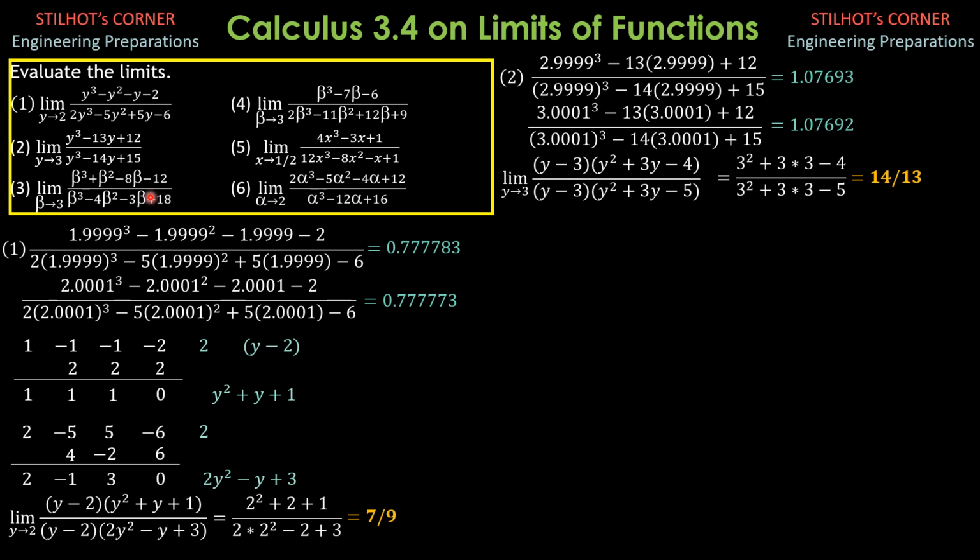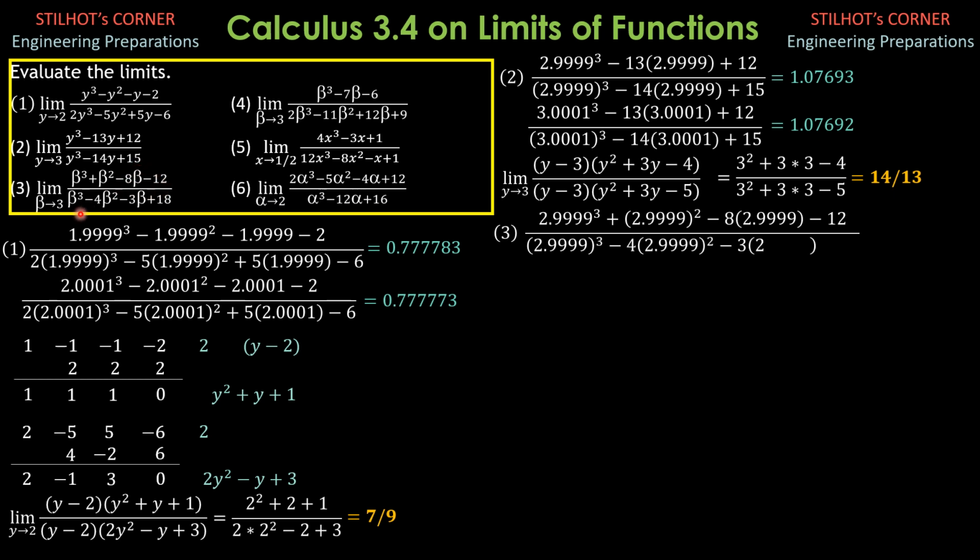Then number 3, you also do the factoring by this approach here, synthetic division. The numerator is 3 cubed, 27, plus 3 squared, 9, 36, minus 8 times 3, so 12 minus 12. The numerator approaches 0. The denominator: 3 cubed, 27, minus 4 times 3 squared, 27 minus 36, negative 9, minus 3 times 3, negative 18, plus 18, also approaching 0.